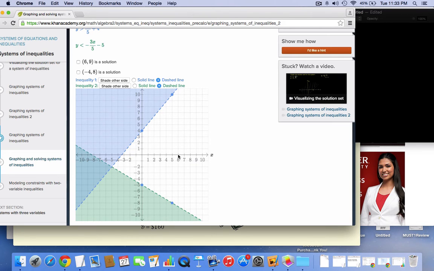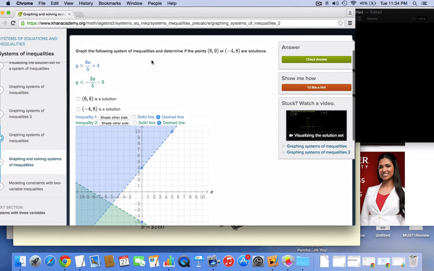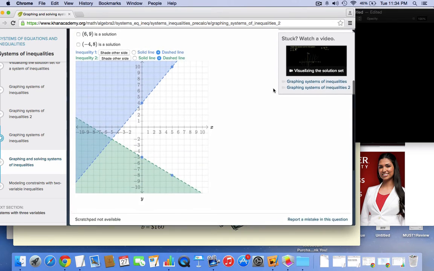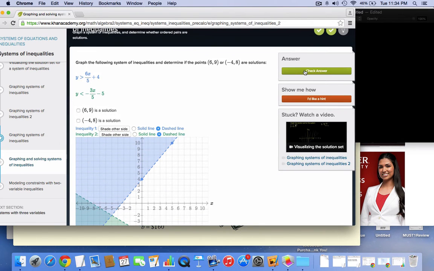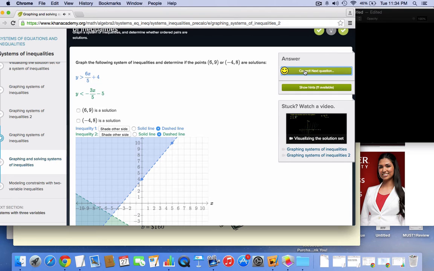So (6, 9). That's clearly not going to be in the shaded region. But what about (-4, 8)? That's also not in the region. So neither of these points are in the shaded region. However, if one of the points was (9, -3), you would just click it. But we're not going to do that since that's not one of the points. So far, if I've done everything correct, we should have the right answer. So let's see. And there we go.